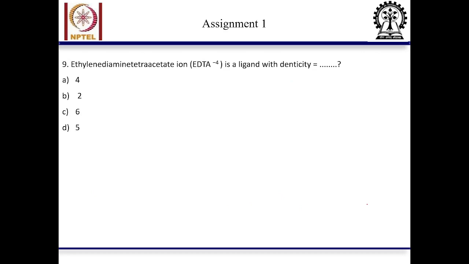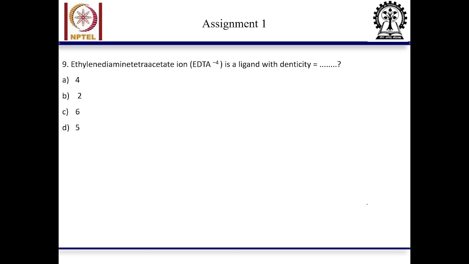Next, ethylene diamine tetraacetate ion. So EDTA4 minus is a ligand with denticity: option A is 4, option B is 2, C is 6, D is 5. Okay, Rupali is saying A. Devendra Malik is saying D. Okay.